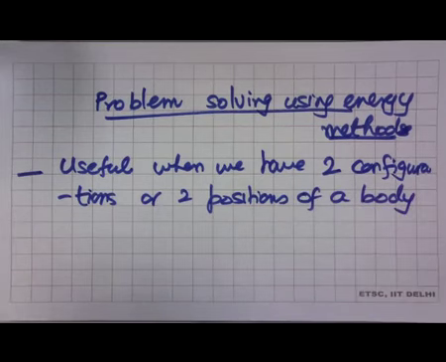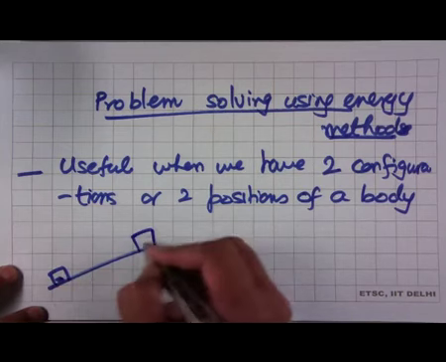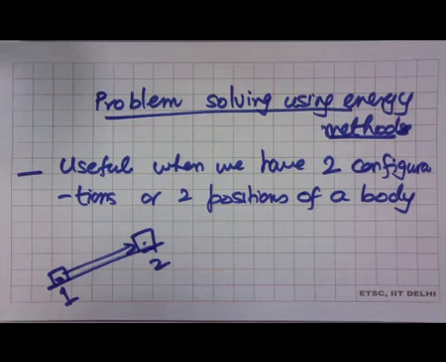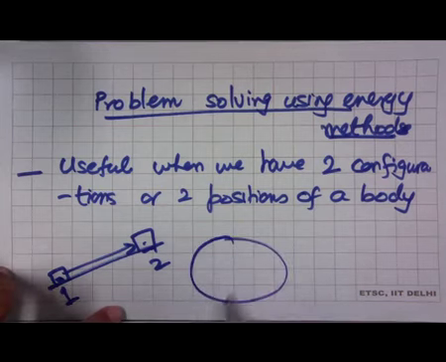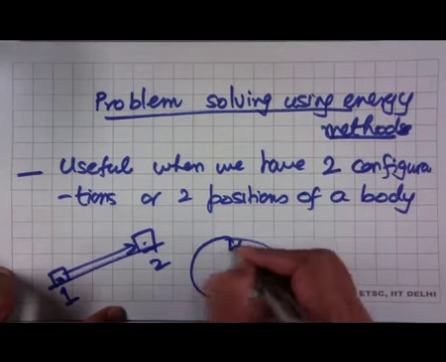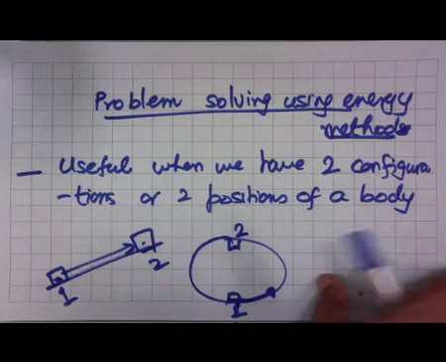By two positions, so for example, I have a block travelling on the incline, it is at position 1, it travels up to position 2. Or it could be a block moving on a circular track, this is position 1, when it moves to the topmost point, this is position 2. Of course, there could be many more positions, and we could apply the energy method between any two positions.